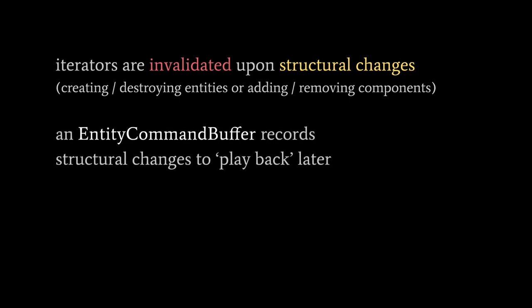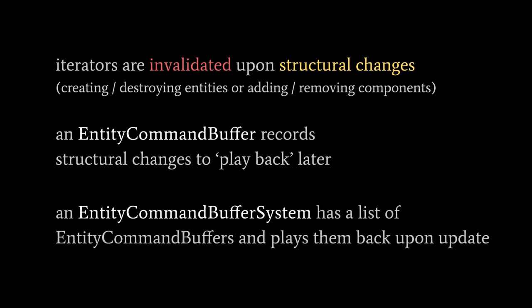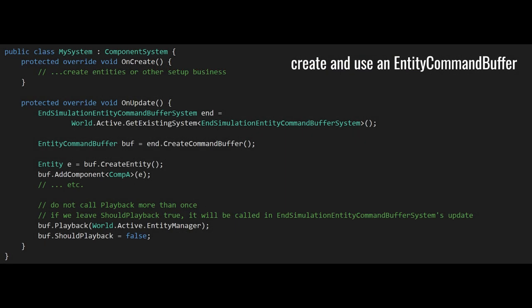To work around this problem without using ForEach, we can record the changes we want to make with an entity command buffer and then play back those changes later. These entity command buffers are created from special systems called entity command buffer systems. By default, the buffer created from one of these systems is played back when that system updates. Once played back, an entity command buffer cannot be used again, so we generally need to create new buffers every frame. In this example, we first get the EndSimulationEntityCommandBufferSystem, which is created by default and is updated last in the simulation system group.